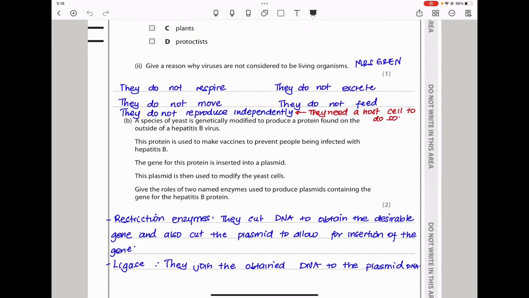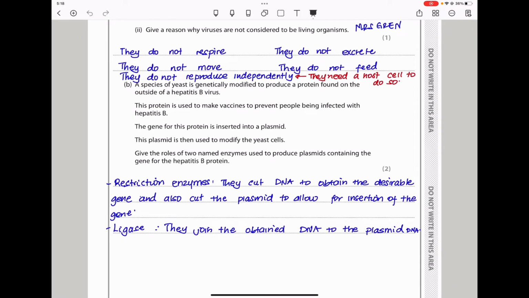Part B says a species of yeast is genetically modified to produce a protein found on the outside of a hepatitis B virus. This protein is used to make vaccines to prevent people being infected with hepatitis B. The gene for this protein is inserted into a plasmid, and the plasmid is then used to modify the yeast cell. Give the role of 2 named enzymes used to produce plasmids containing the gene for the hepatitis B protein. Remember, they use restriction endonucleases or restriction enzymes, as well as ligases, which are enzymes that can seal or join different DNA strands or parts of DNA.